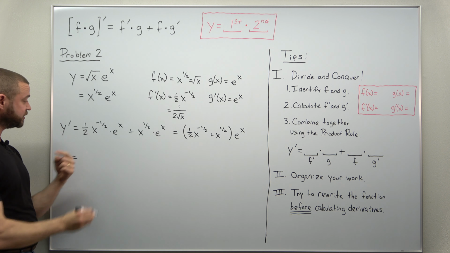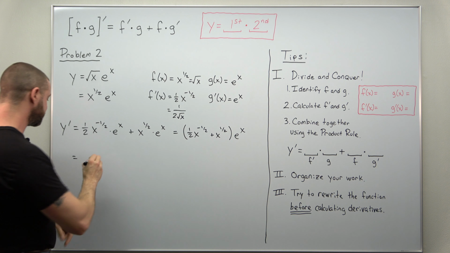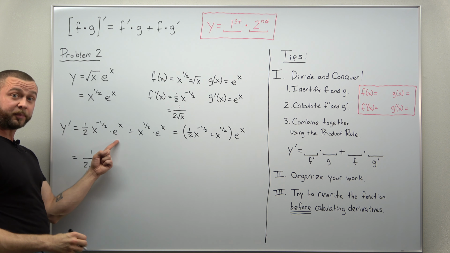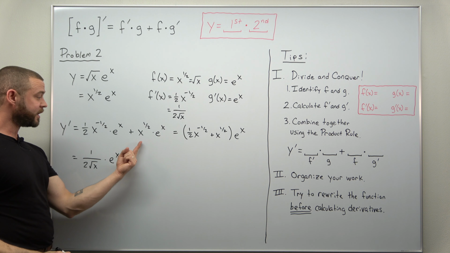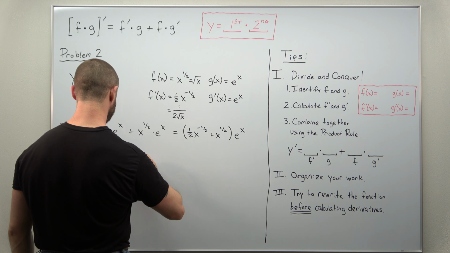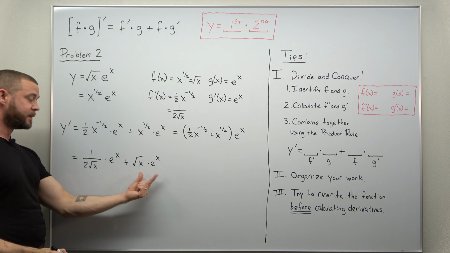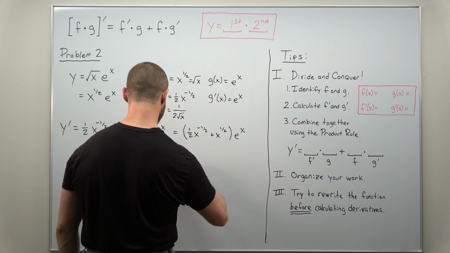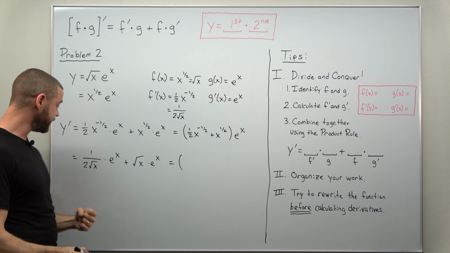So we could rewrite this first term, 1/2 times x to the negative 1/2, as 1 divided by 2 times square root of x. And that's multiplying e to the x. And this other term, we can just write x to the 1/2 back as square root of x. And same as before, each term has an exponential in it, so you can go ahead and factor e to the x out. But you get a slightly different looking but equivalent expression for the part in parentheses.